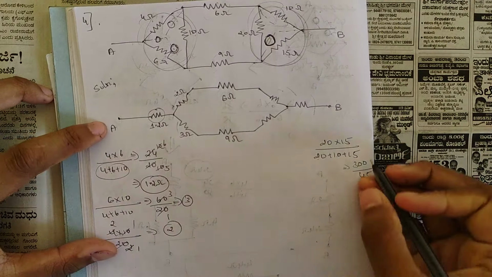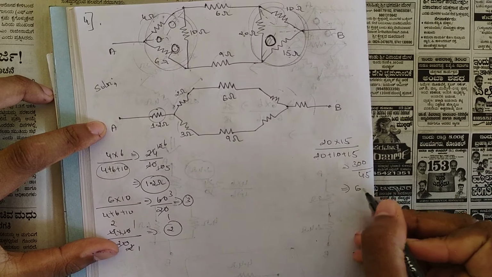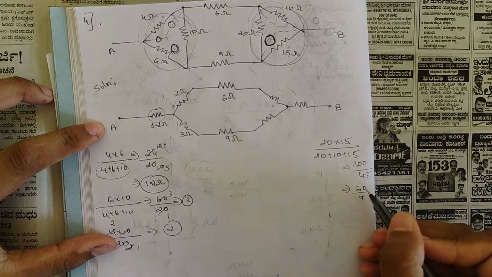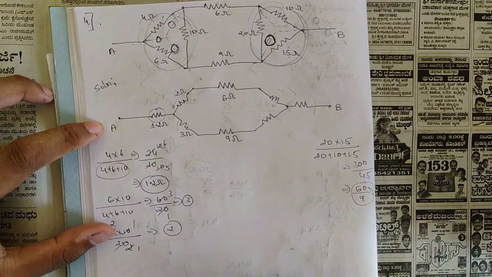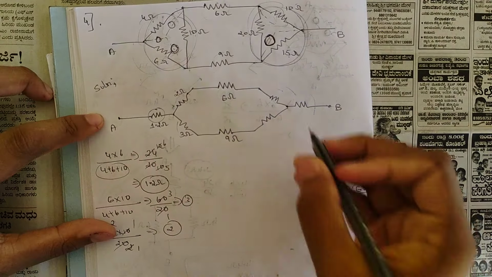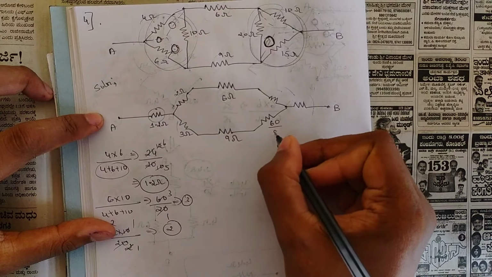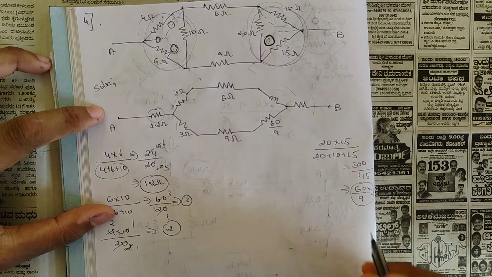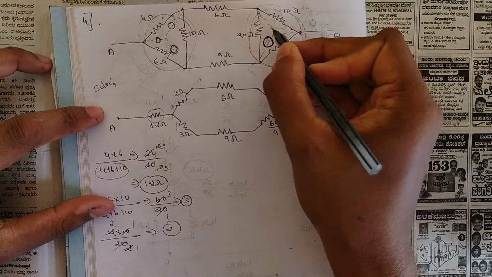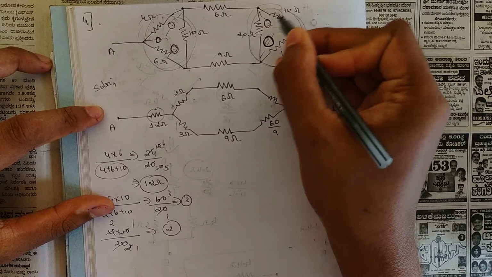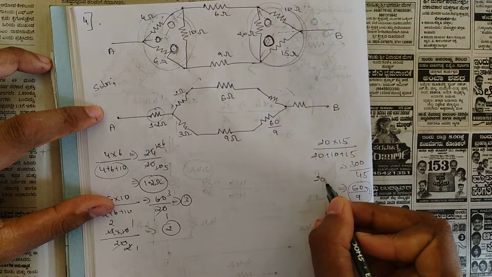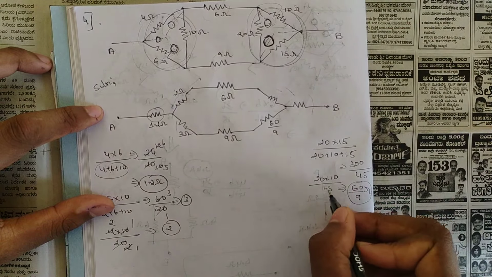So if we reduce it, we would be getting 60 by 9 ohm. Let's keep this 60 by 9 ohm as it is. So here the value is 60 by 9. Okay, so the next step is to calculate this resistance opposite, that is 20 into 10 divided by 45 again.